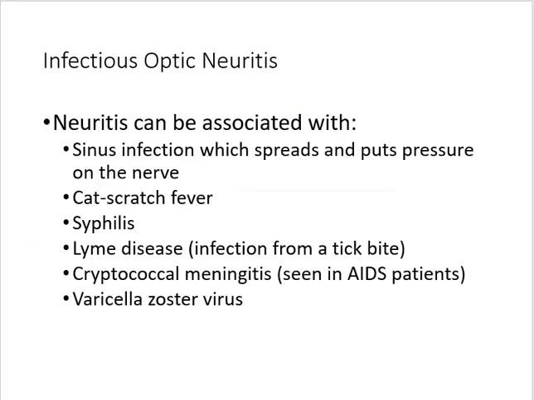And then finally, of the etiological classifications of optic neuritis, we come to infectious optic neuritis. And this can be associated with things like a sinus infection, which spreads and puts pressure on the optic nerve. And I mentioned before cat scratch fever, syphilis, Lyme disease, meningitis, and varicella zoster virus. So the underlying feature often is the neuritis, which is quite visible when you look in at the fundus and the patient has a swollen optic nerve.